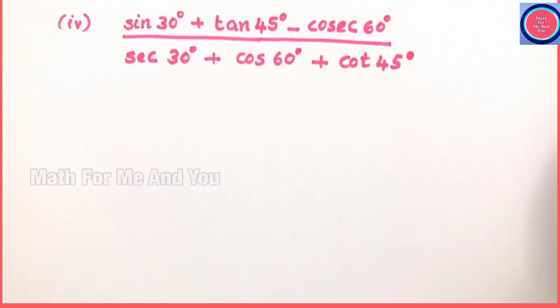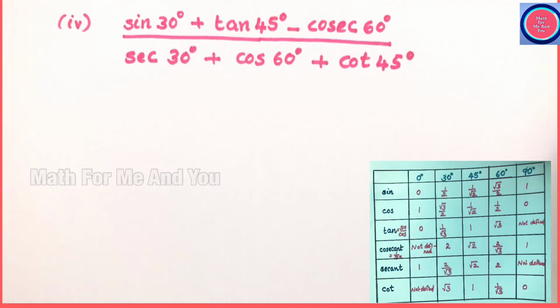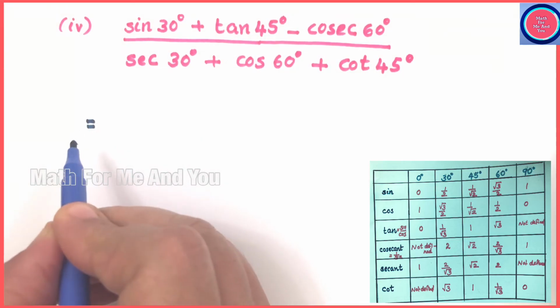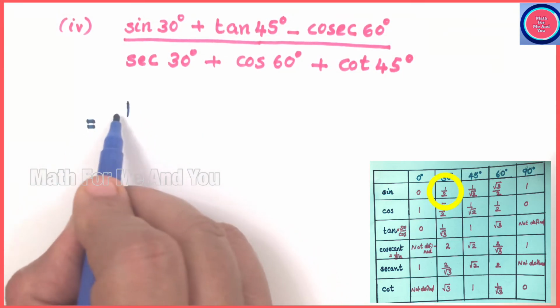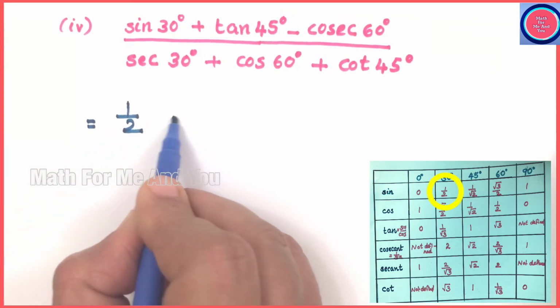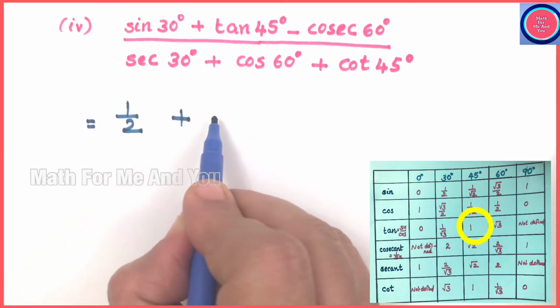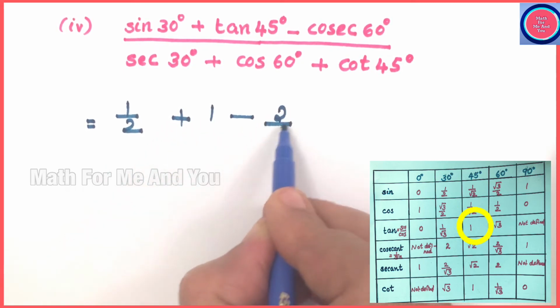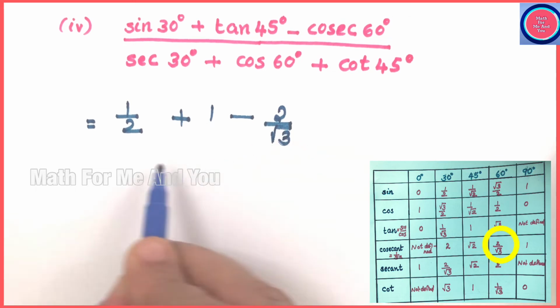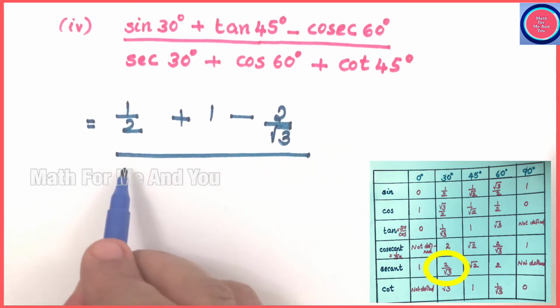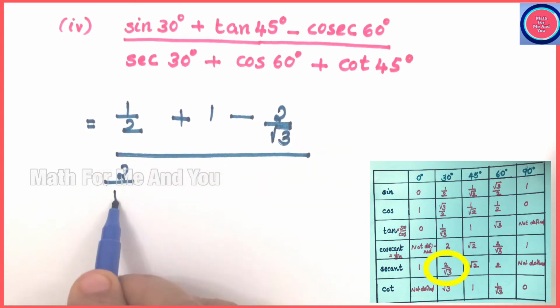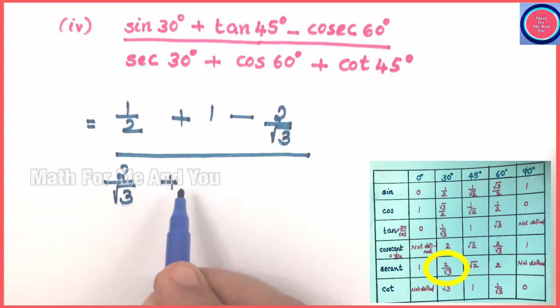Fourth question is sin 30 degree plus tan 45 degree minus cosec 60 degree, divided by sec 30 degree plus cos 60 degree plus cot 45 degree. Here also each ratio we are going to change with their values. Sin 30 degree is 1 by 2, plus tan 45 degree is 1, minus cosec 60 degree is minus 2 by root 3, divided by sec 30 degree is 2 by root 3. What about cos 60 degree? It is 1 by 2.